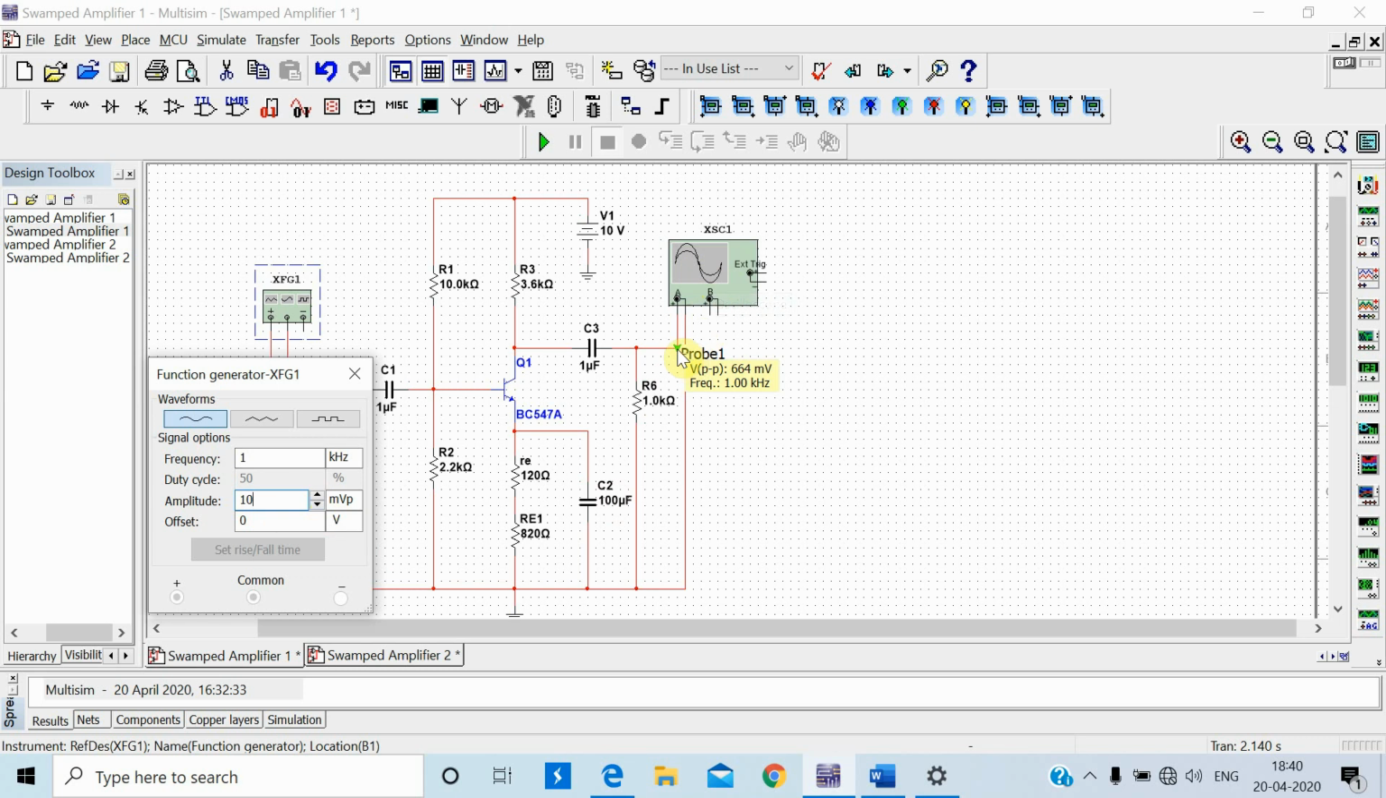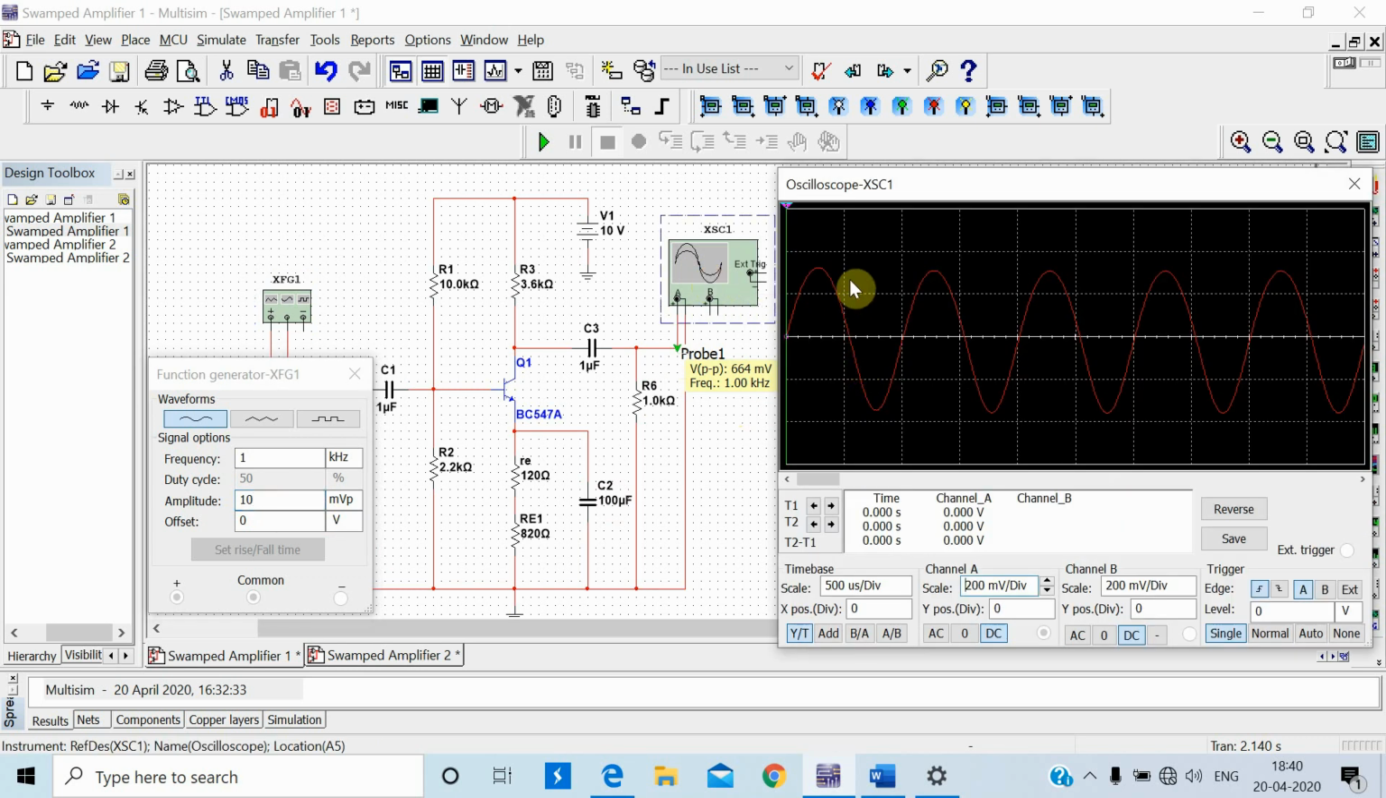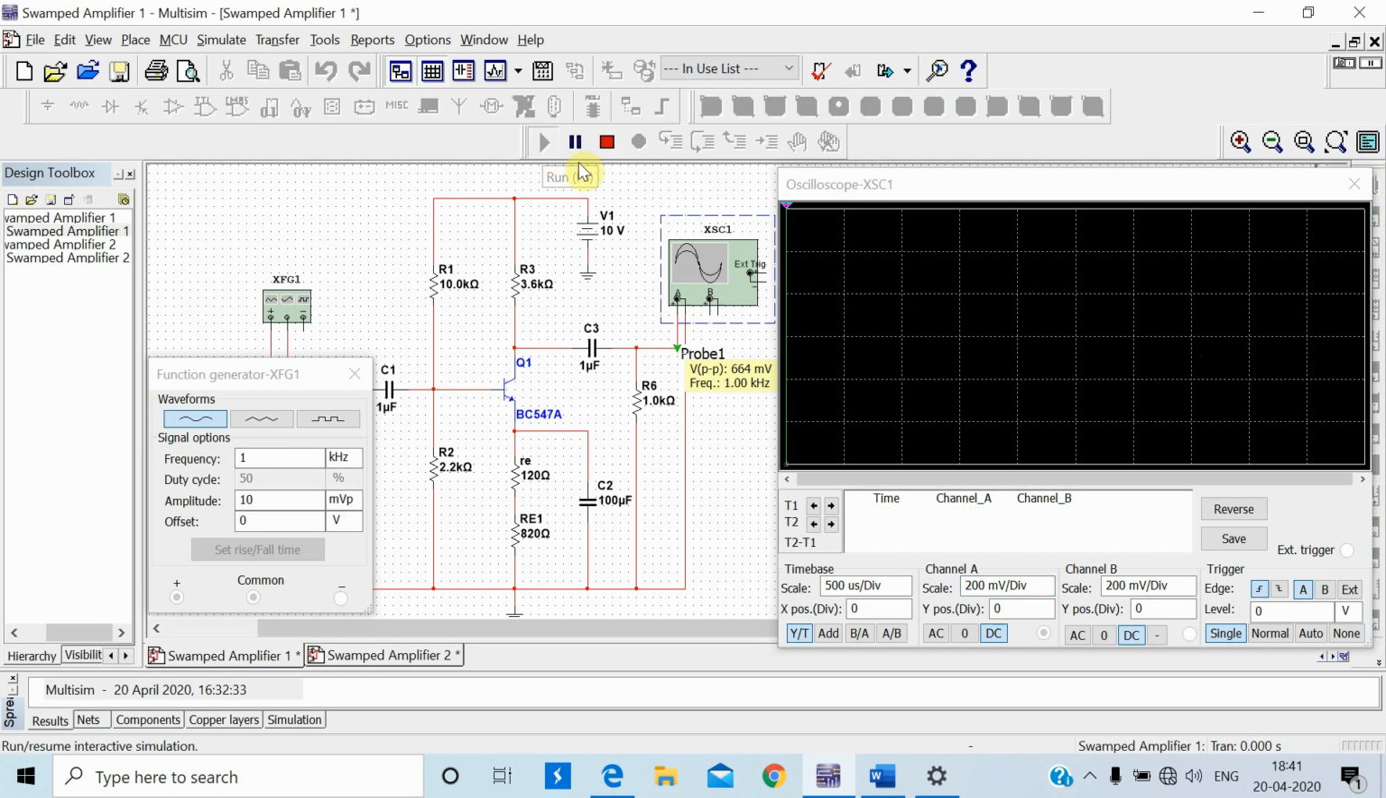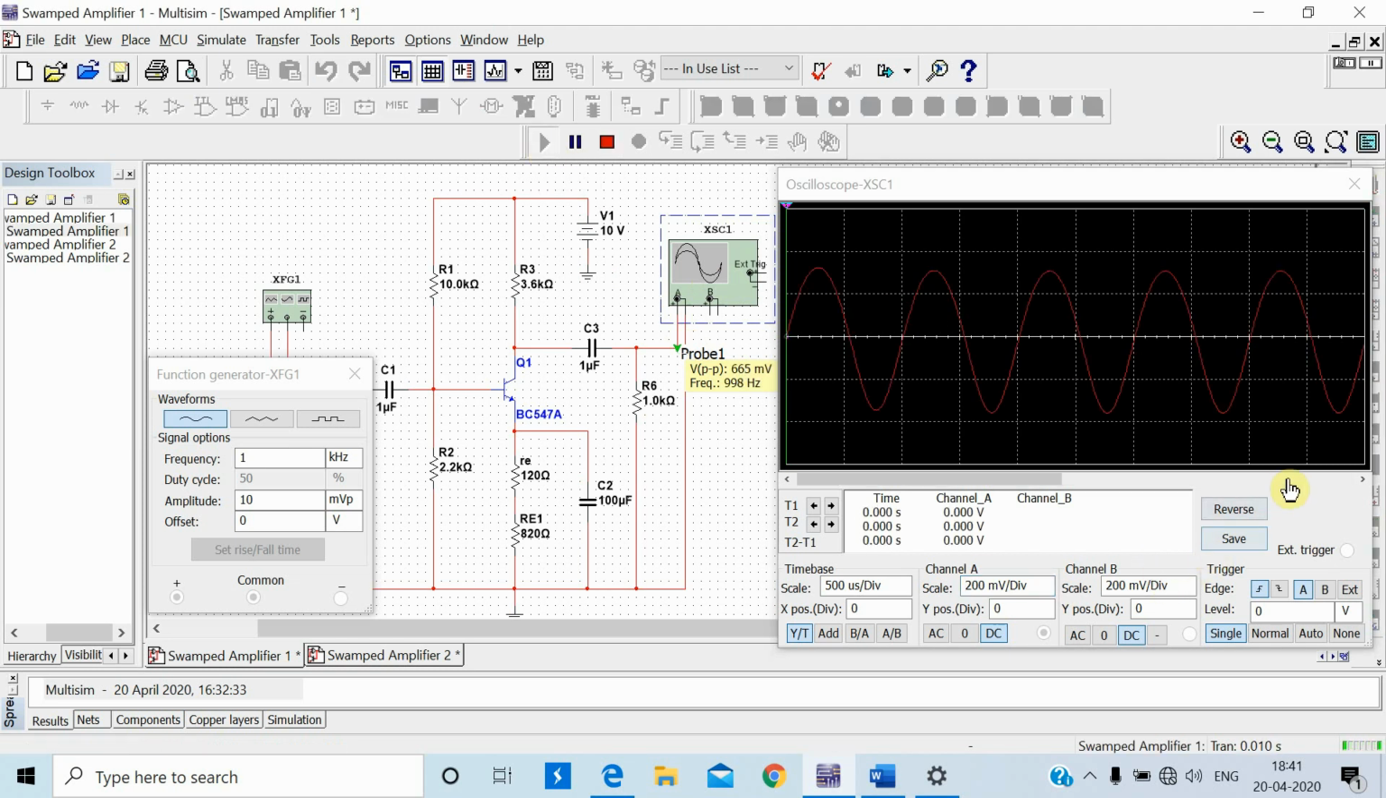function generator and I have connected one probe. So the probe is going to give you peak to peak voltage and frequency, while in the CRO we will observe the shape of the output and its peak values. So after implementing this circuit in Multisim, when we provide input and connect the measuring instrument, if we click on the run button or press F5, it gives you the output voltage.